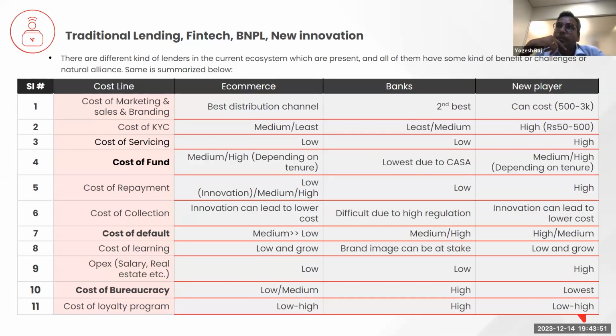So for banks, let's say you are opening a savings account and the bank is paying you 3%, 4% interest, or maybe 5, 7% as well. That is the interest. That interest is in a way a cost for the bank. So for banks, generally it is the least because they have a huge current account and savings account pool. For any other player, it becomes a little bit high in nature.